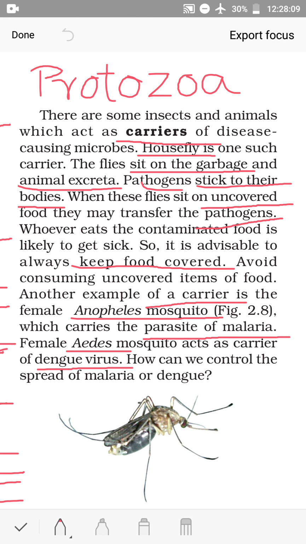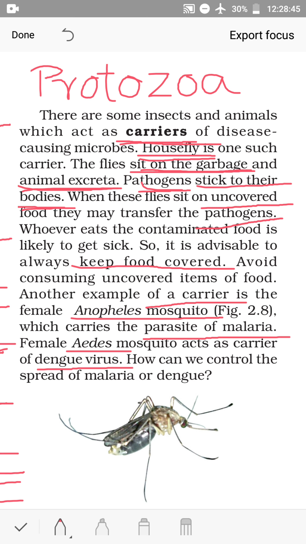There are some insects and animals which act as carriers of diseases. They carry the germs of disease-causing microbes. Housefly is one such carrier. The flies sit on the garbage and animal excreta, on dirty substances, and pathogens stick to their bodies.